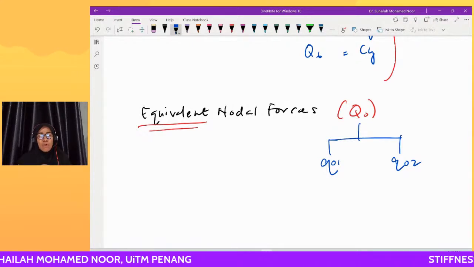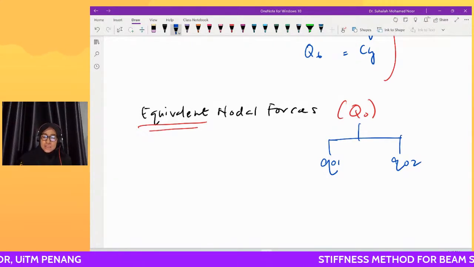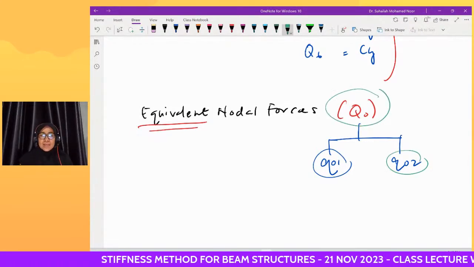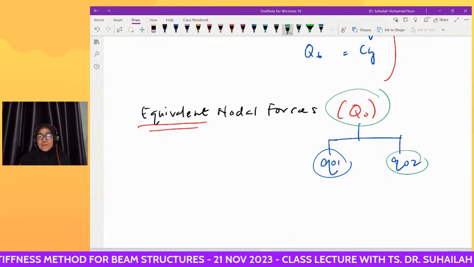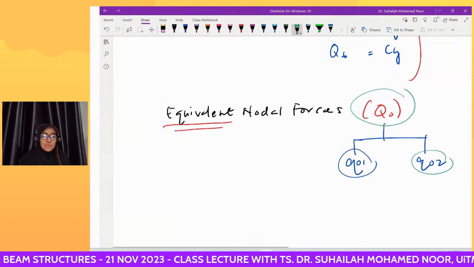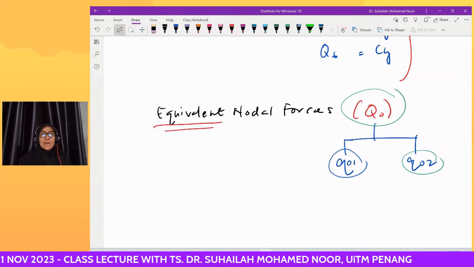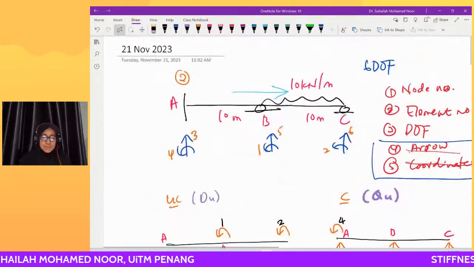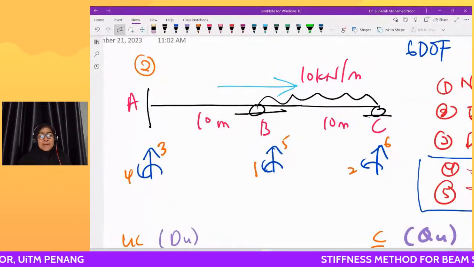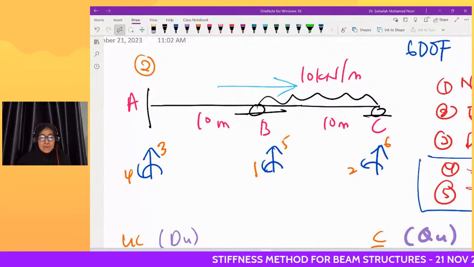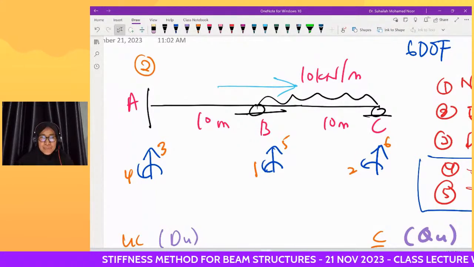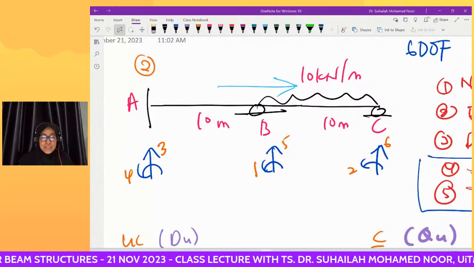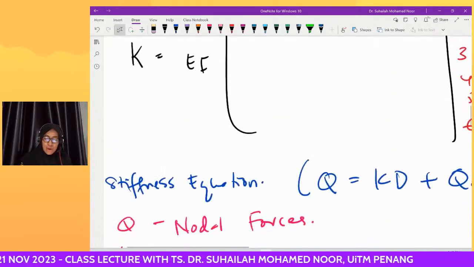For element we use small letter Q, because it is for the element. Capital letter is because it is for the whole, 1, 2, 3, 4, 5, 6. So we have to analyze this one element by one element. We start with element number 1, member AB. In this case, there is no value because there is no load on member AB.